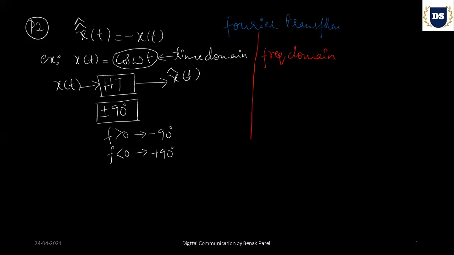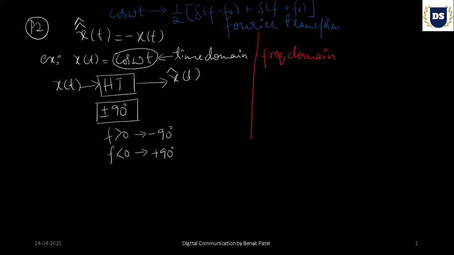And what's the Fourier transform of cos function? We all know that if cos omega t is in time domain, its Fourier transform is 1 by 2 within the brackets, delta f minus f naught, plus delta f plus f naught.